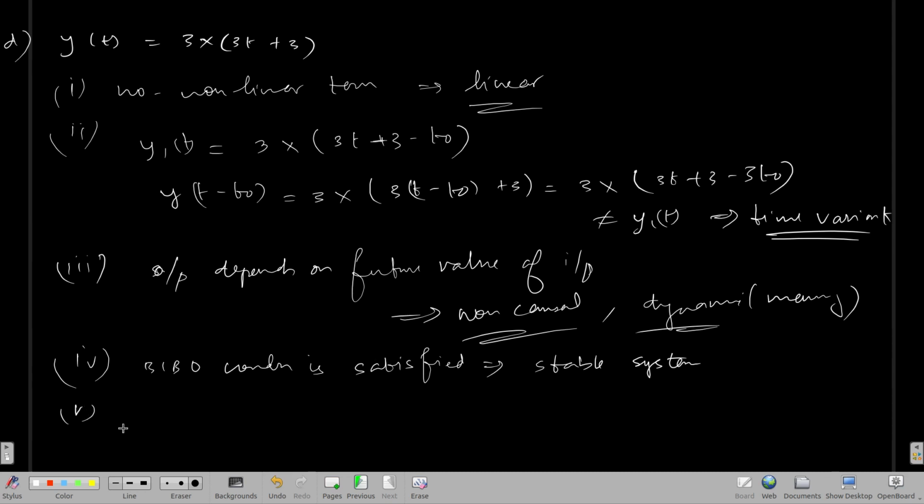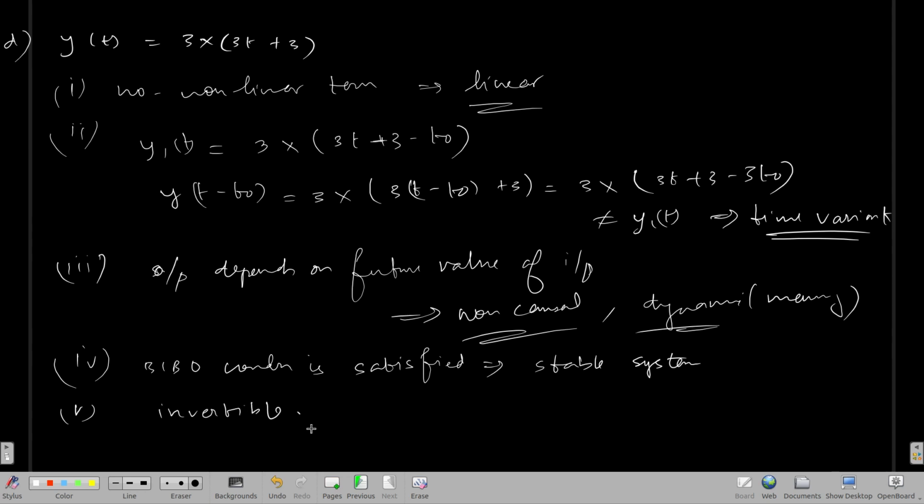And what about the invertibility? How will the response be? The output is basically the input shifted and scaled in both time and amplitude by a little bit, right? So basically, for distinct input, you will get distinct output. Therefore, it is invertible.